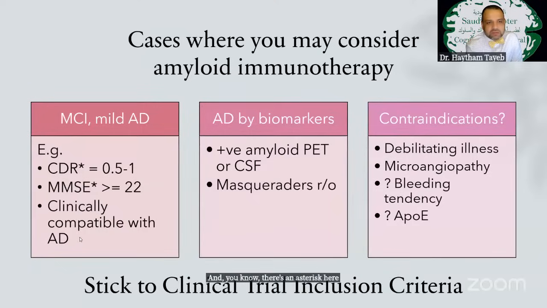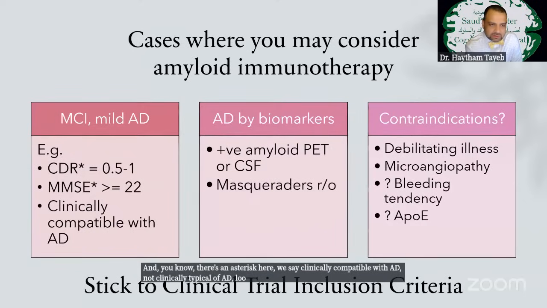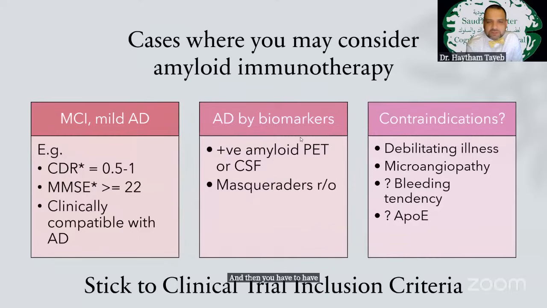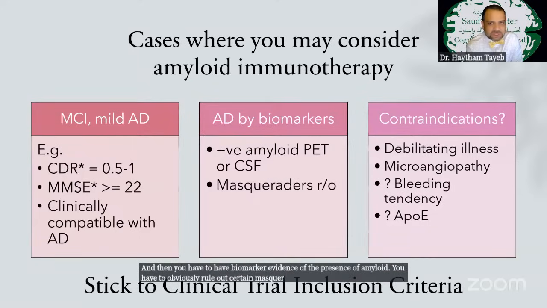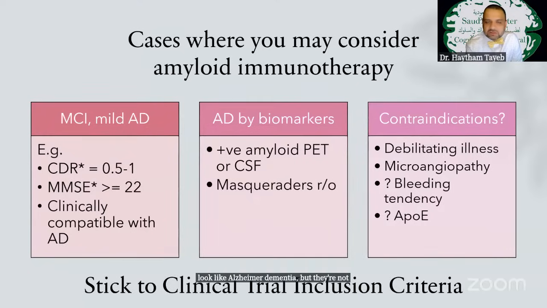We say clinically compatible with AD, not clinically typical of AD, loosening the boundary there on what AD might look like. And then you have to have biomarker evidence of the presence of amyloid. You have to obviously rule out certain masqueraders that may look like Alzheimer dementia, but they're not. There's a list there, and the American Academy of Neurology has a rule out test list that you can resort to.